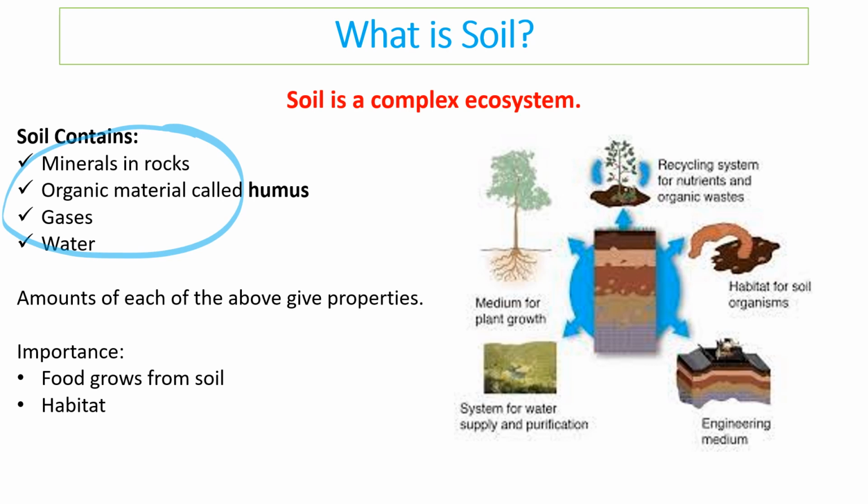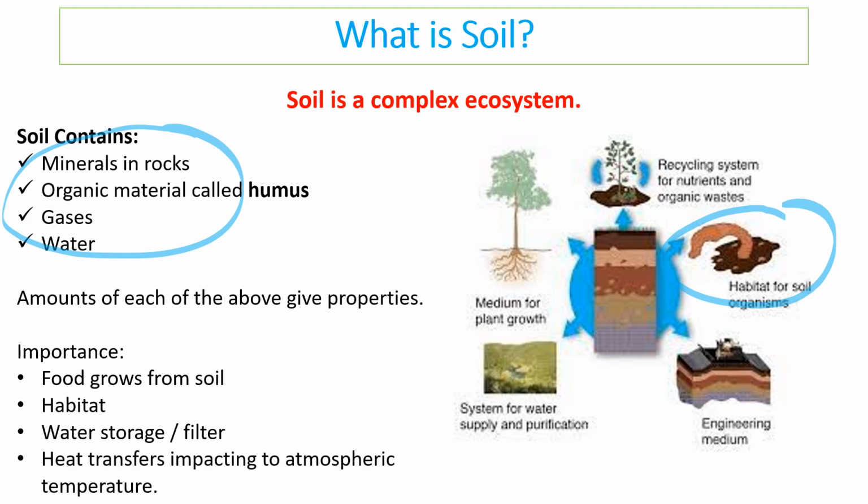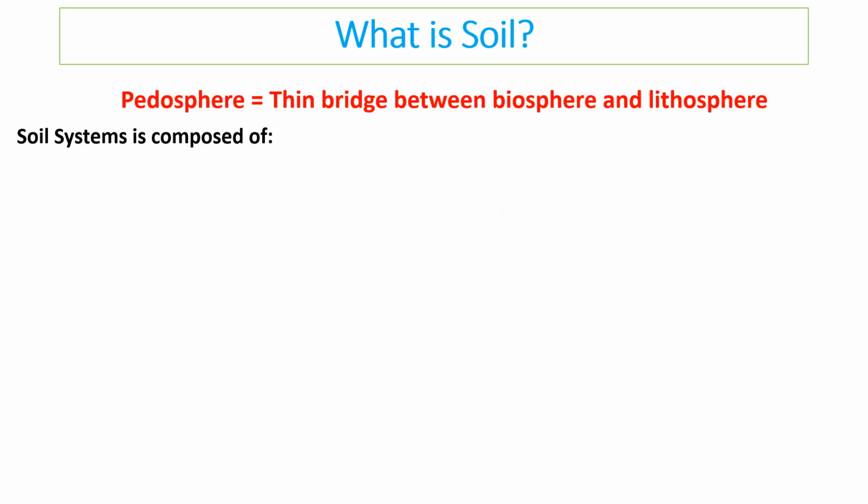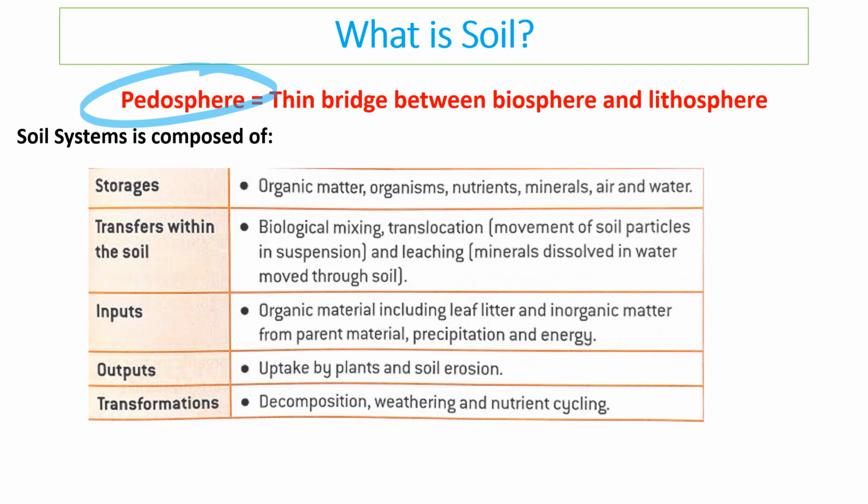Soil itself is a habitat. There are organisms that live directly in the soil. It is a water storage facility, so it holds huge amounts of water. But also it filters water as water percolates through it, and it also has an impact on the atmosphere temperature because of heat transfer through it. Now you need to understand what it is composed of. Well, first of all, soil actually has its own layer called the pedosphere, which is a thin bridge between the biosphere and the lithosphere, and soil is composed of the following areas.